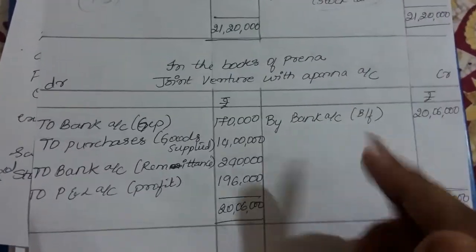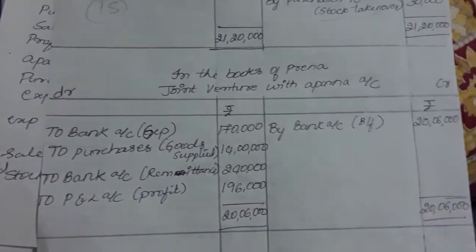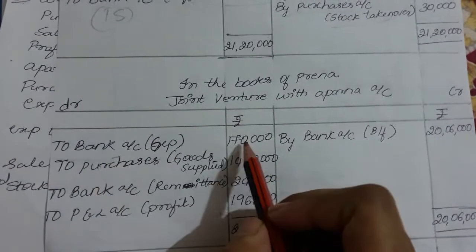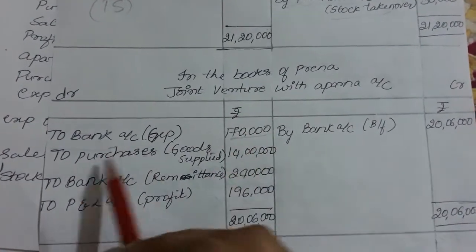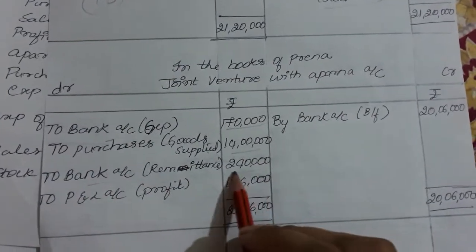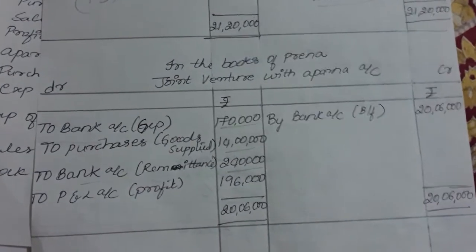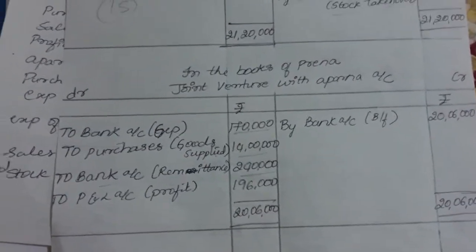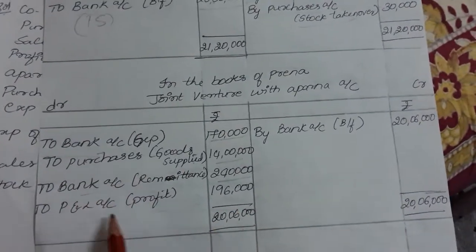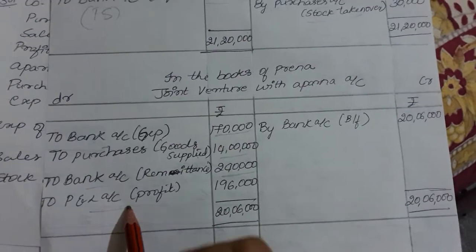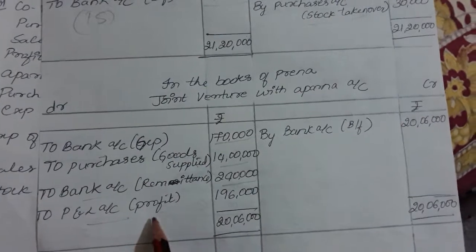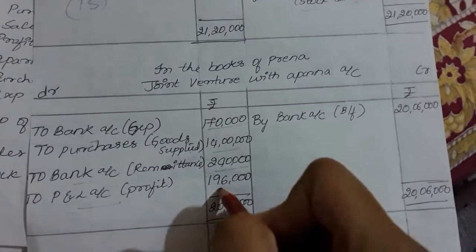Coming on to Prerana's account, again only the expenses and incomes of Prerana need to be recorded. First is the bank account expenses, the expenses paid by Prerana, and the goods purchases of Prerana will be recorded. When she has received the value worth rupees 2,40,000, that needs to be recorded. And then the profit she has taken over, the profit from the venture, whatever profit was in the memorandum joint venture account, has been recorded here.